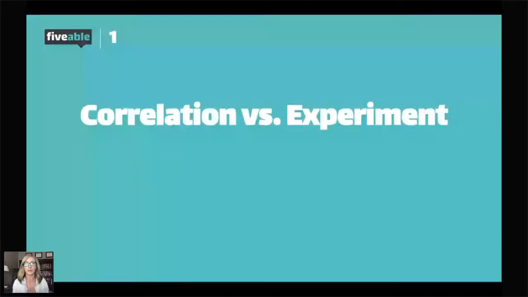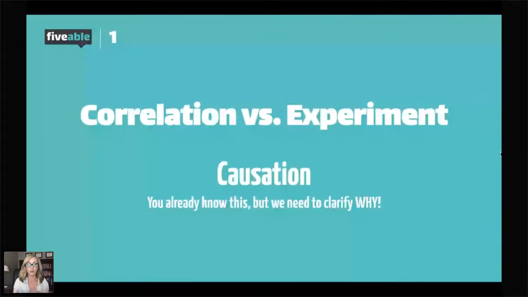Okay. So first we're going to talk about correlation versus experiments. You know this already: correlation does not mean causation. But we do need to clarify why experiments do allow researchers to determine causation. We've seen it on test after test where a question simply wants you to identify that an experiment is the only research method where an experimenter can show cause.